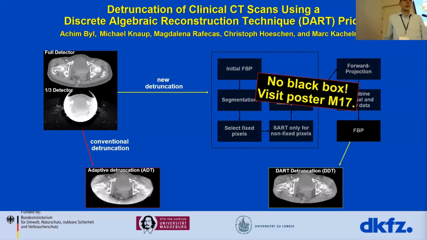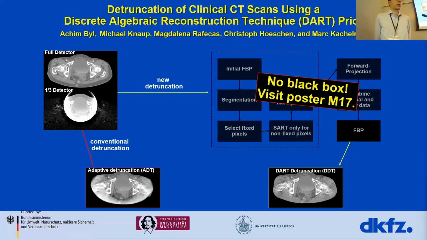If the patient does not fit fully in the field of measurement, then we arrive at a reconstructed image with truncation artifacts. Now, a conventional detruncation method would remove the cupping that is found inside of the field of view, but does not fully restore the information that is lost outside of the field of view.